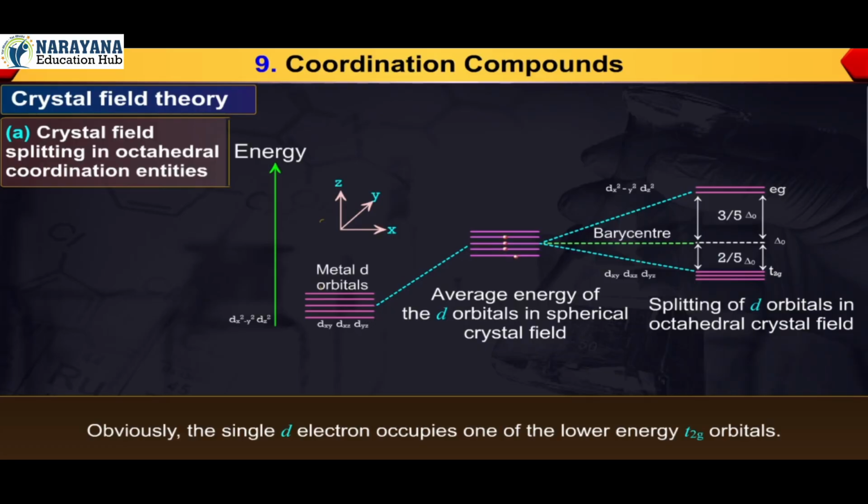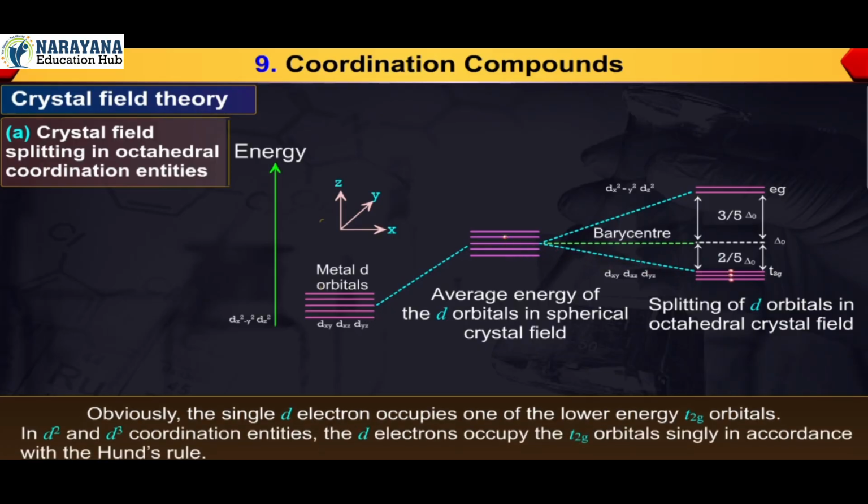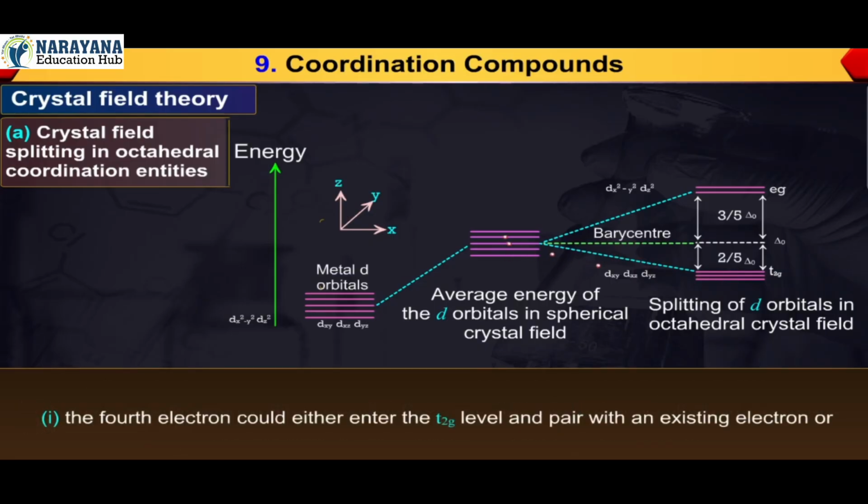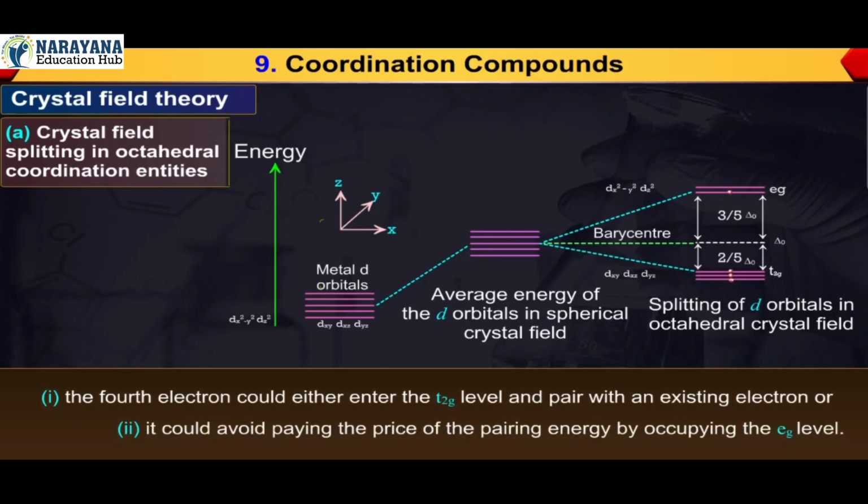Obviously, the single d electron occupies one of the lower energy t2g orbitals in d2 and d3 coordination entities. The d electrons occupy the t2g orbitals singly in accordance with Hund's rule. For d4 ions, two possible patterns of electron distribution arise. 1. The fourth electron could either enter the t2g level and pair with an existing electron, or 2. It could avoid paying the price of the pairing energy by occupying the eg level.